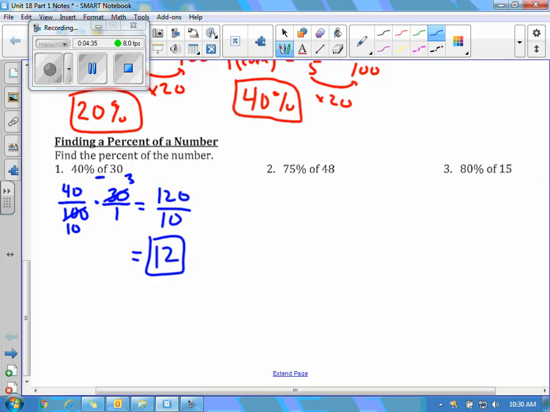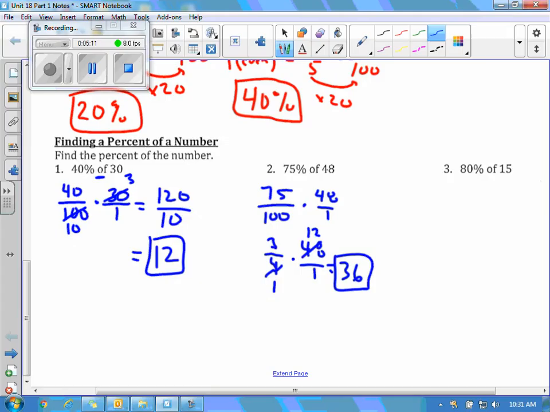Looking at the next one, I have 75% of 48. So I'm going to start by writing 75% as a fraction, so that's 75 over 100. Of means multiply, and that's 48 over 1. Now, on the first one, I could have reduced even more if I wanted to at the beginning. So I'm going to show you that on this one. So for number 2, 75 over 100, I can rewrite as 3 over 4. And then multiply that by 48 over 1. Then 48 and 4 can both be divided by 4, so that'd be 1, that'd be 12. So 3 times 12 is going to give me 36. So 75% of 48 is 36. All right, I'll leave number 3 for you guys to try.